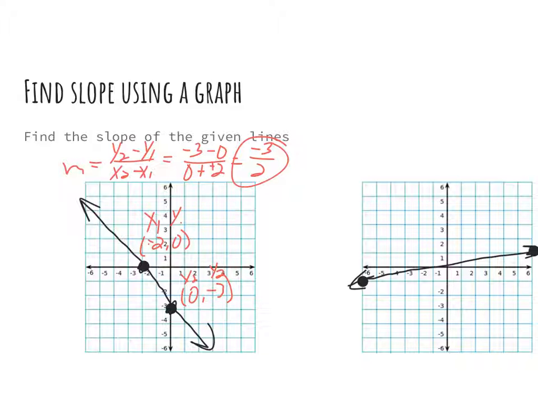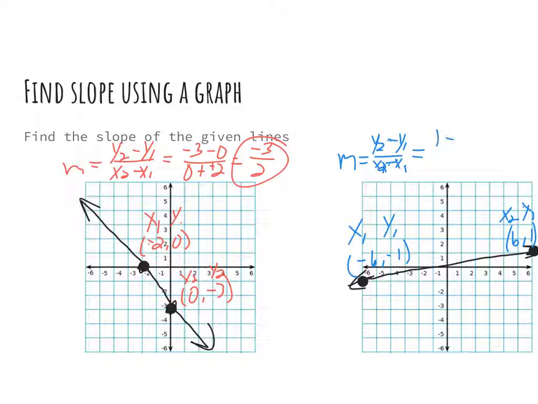Same thing on the next one here. I've got this point at negative 6, negative 1. And this point here at 6, 1. Again, slope y2 minus y1 over x2 minus x1. And it doesn't matter which one, so x1, y1, x2, y2.